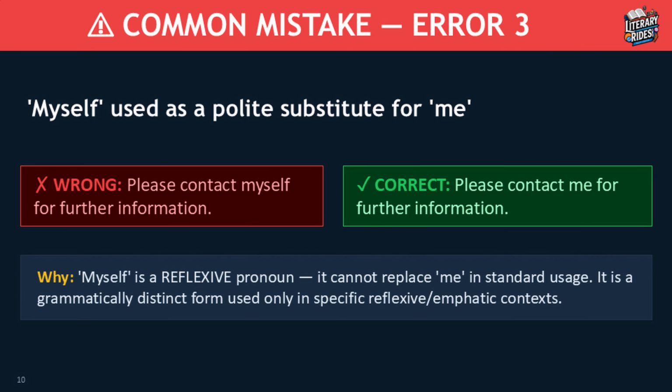Error number 3, myself used instead of me. Incorrect one is, please contact myself for further information. Correct one is, please contact me for further information. Myself is a reflexive pronoun. It cannot replace me in standard usage. We will cover reflexive pronouns in detail in video 14. But remember, myself is not a polite substitute for me. It is a grammatically distinct form used in specific contexts only.